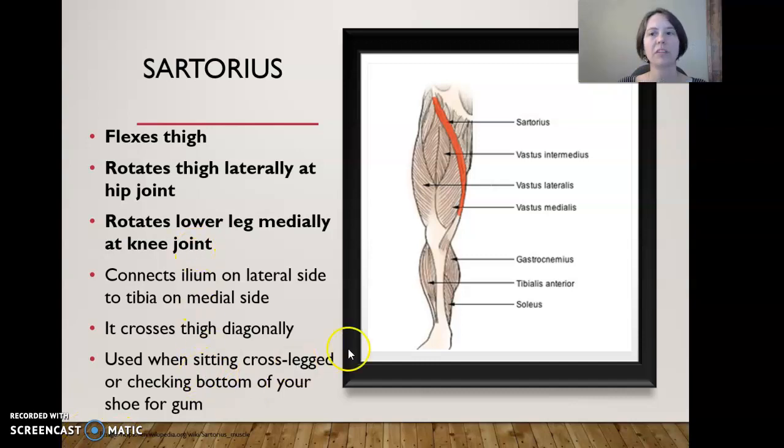Okay, we skipped a couple of things, but going back to these two, it crosses the thigh diagonally and it connects on the ilium of the hip on the lateral side to the tibia on the medial side. There is a fun fact about the sartorius, but we are running out of time, so I'm going to leave you on that cliffhanger. To be continued.